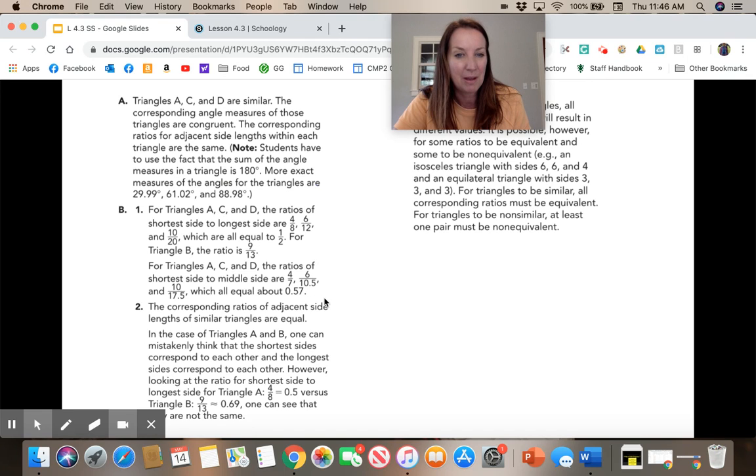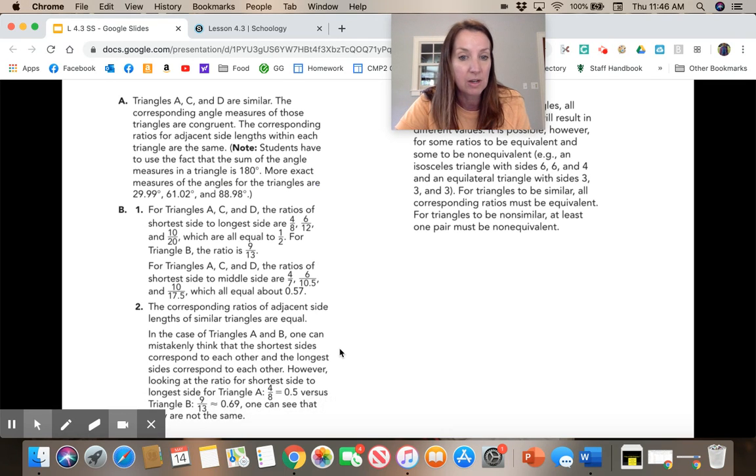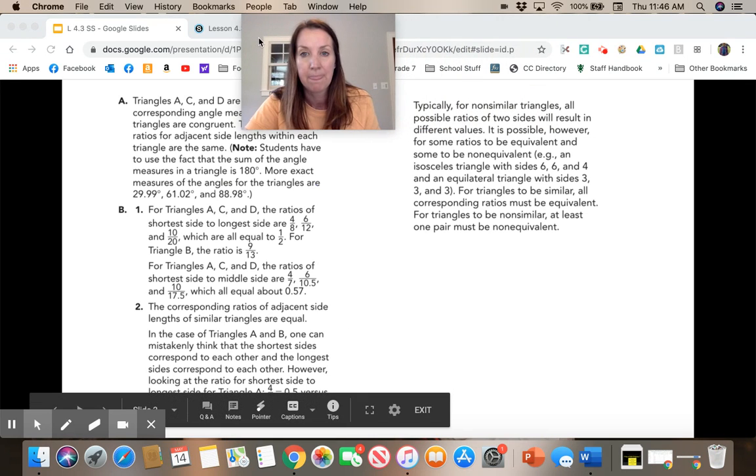B2, the corresponding ratios of adjacent side lengths of similar triangles are all equal. In the case of A and B, you could mistakenly think the shortest sides correspond with each other and the longest sides correspond with each other. However, looking at the ratio for the short side to the long side for triangle A, 4 to 8, versus triangle B, you can see that they are not the same.